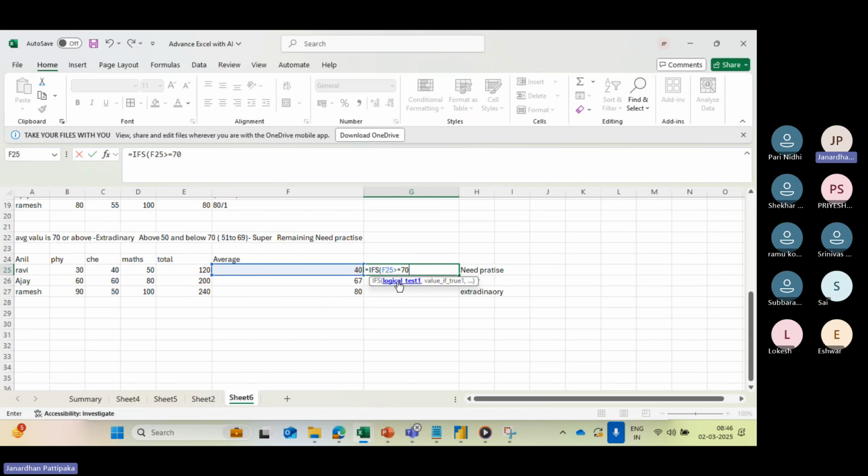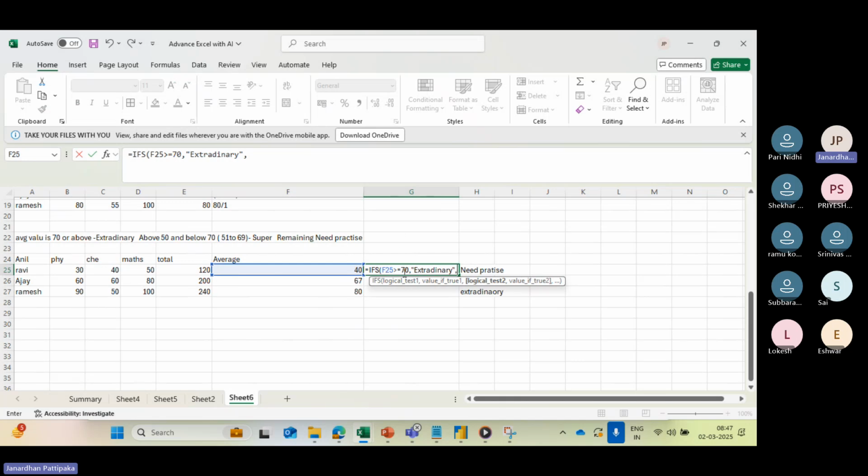After giving the logical test, you need to give the comma. So what is the value I need to get? I need to get it as extraordinary, right? If it's greater than 70, I want to get it as extraordinary. You need to mention that. But since you are entering some text manually, you should put it in double quotation marks. So "extraordinary". Okay, you have mentioned that, and after that, you need to mention the comma.